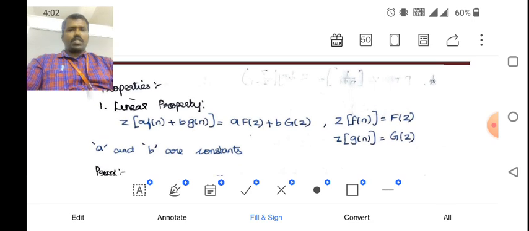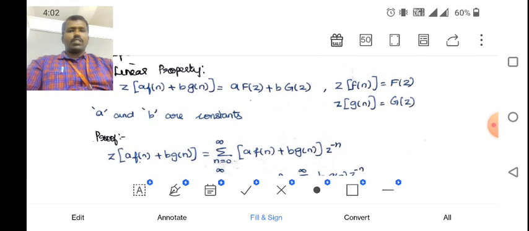Linear property, first one. Z of a f(n) plus b g(n) equals a F(z) plus b G(z). Z of f(n) equals capital F(z), Z of g(n) equals capital G(z). Small a and b are constants.